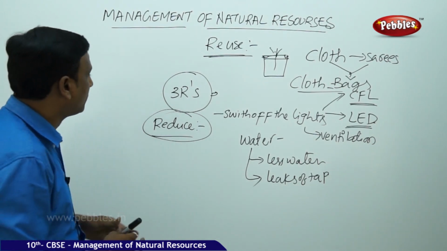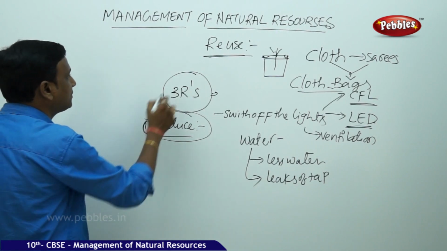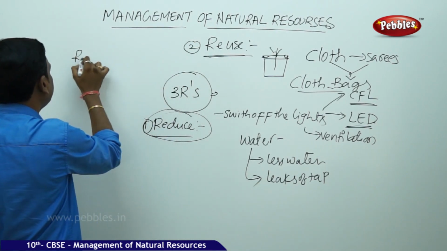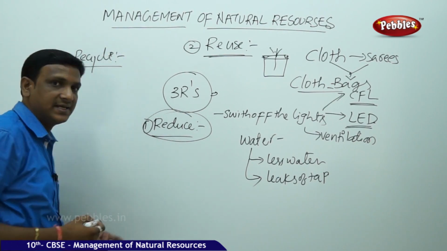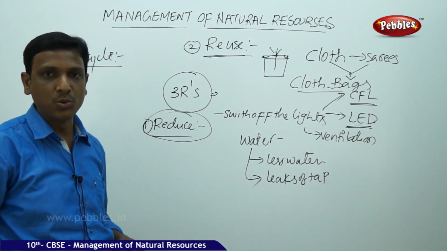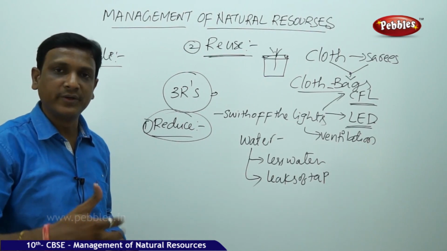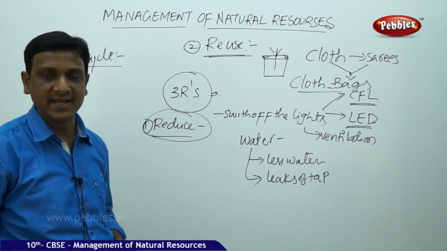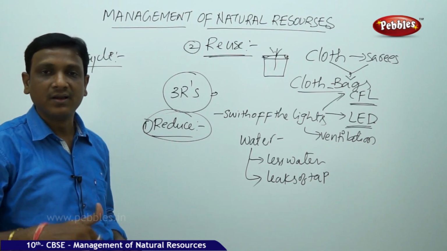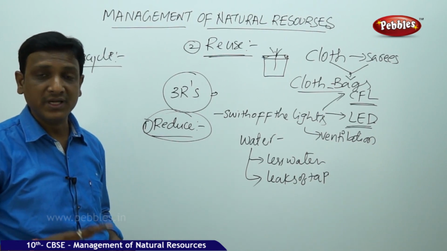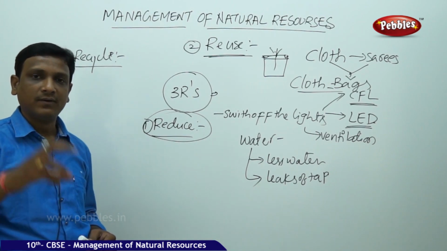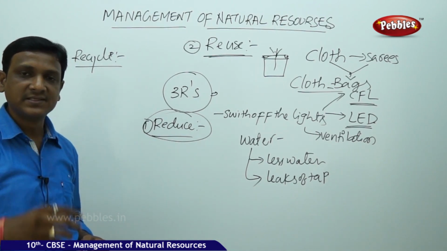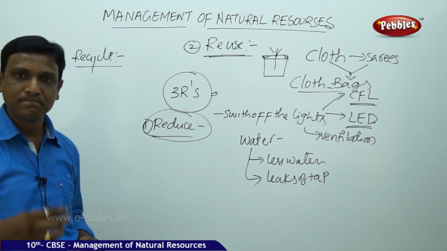So reduce is the first one, reuse is the second one, and the third one is recycle. Many of the materials can be recycled instead of producing a new one. Paper can be recycled, cardboard can be recycled, plastic can be recycled, metal can be recycled, glass can be recycled. So first you need to identify what materials can be recycled, and segregate them.